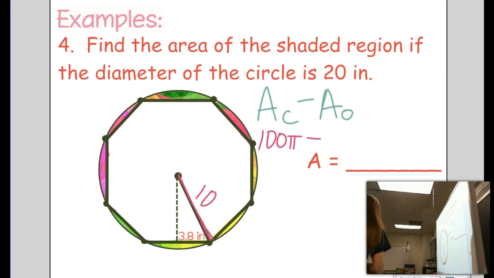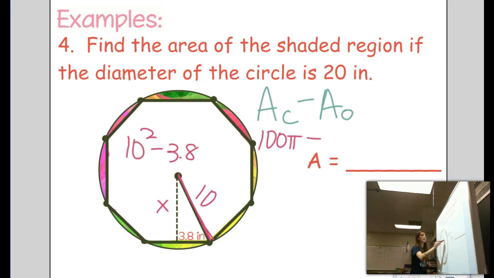Starts with P? Yeah, Pythagorean theorem. Tell me what to type in my calculator. Okay, this is X. We know this and we know this and we don't know this. There you go. 10 squared minus 3.8 squared. Everyone do it? 10 squared minus 3.8 squared. Shelby, what'd you get? .24.